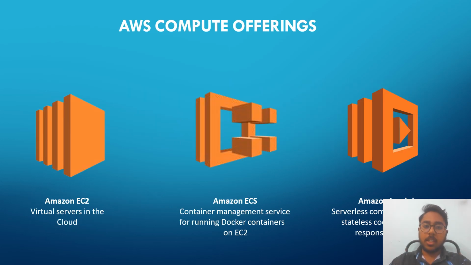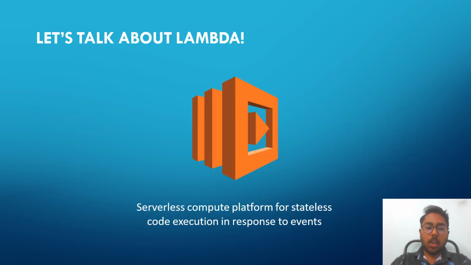AWS compute offerings. In this slide, I listed the three compute offerings provided by AWS. The first one is Amazon EC2, virtual servers in the cloud. Amazon ECS, a container management service for running Docker containers on EC2, and Amazon Lambda, which is a serverless computing service where we can run and manage code without bothering about the architecture and no need to set up hardware and all the things. Let's talk about Lambda.